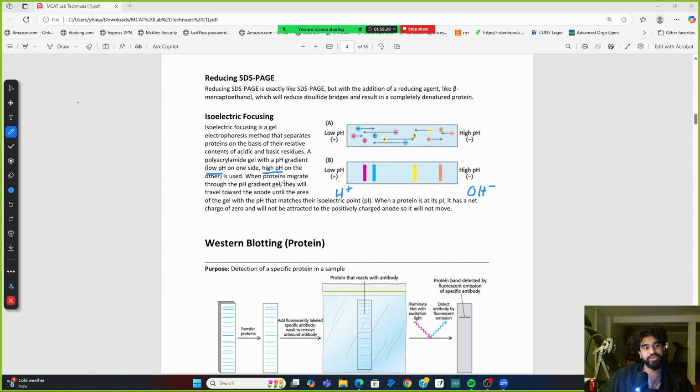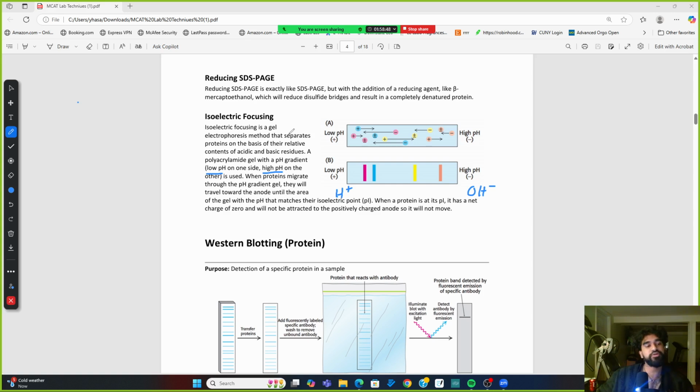Very good. When the proteins migrate through the gel, they will travel toward the anode until the area of the gel with the pH matches their isoelectric point. When a protein's at its pI, it has a net charge of 0 and will not be attracted. This is freaking insane.